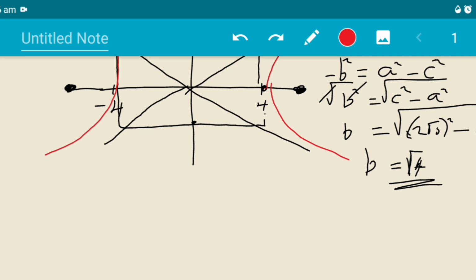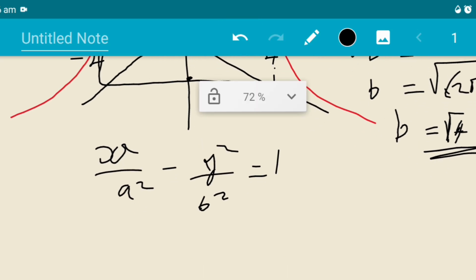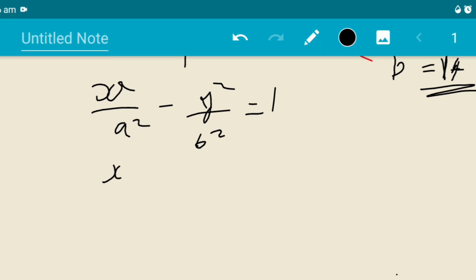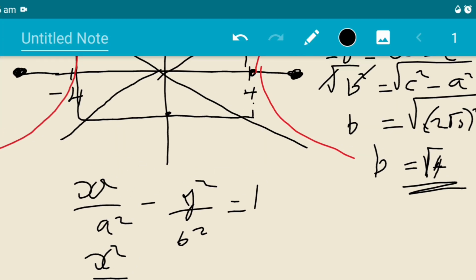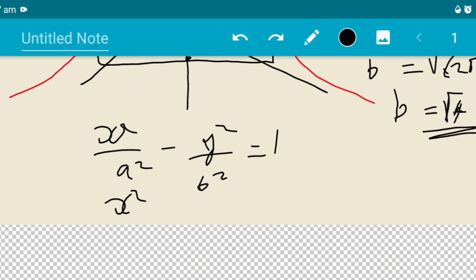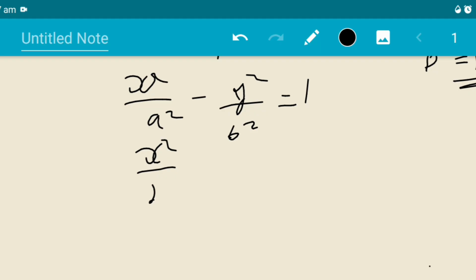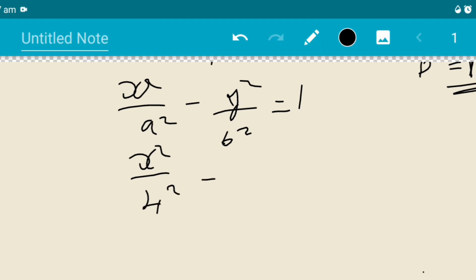I've done everything, just in case there may be anything they're looking for. So our equation in this case would be x squared over a squared minus y squared over b squared equal to 1. So this would be x squared over, what is our a? Our a is just the distance from the center, which is here, up until there. So that would be 4. So that would be 4 squared minus, what is our b?